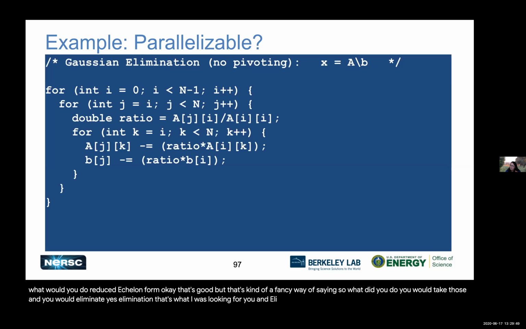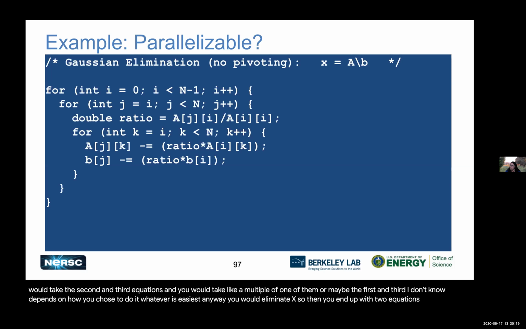You would eliminate one of the variables. So let's say you would eliminate x. You would take the first two equations and take a multiple of one and subtract it from the other to eliminate x. Then you would take the second and third equations, or maybe the first and third, depending on whatever was easiest. Anyway, you would eliminate x. So then you end up with two equations in y and z, right?